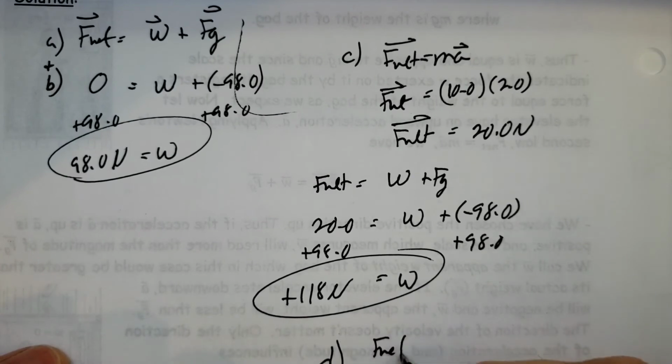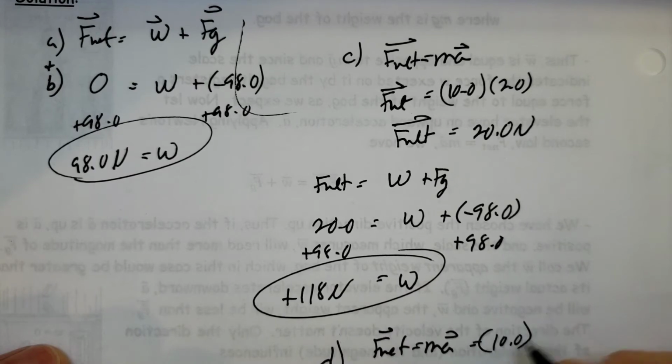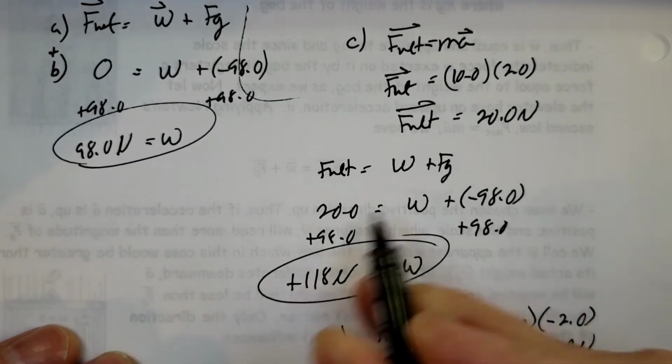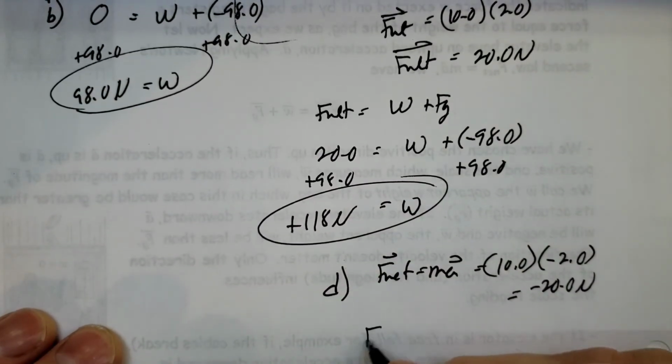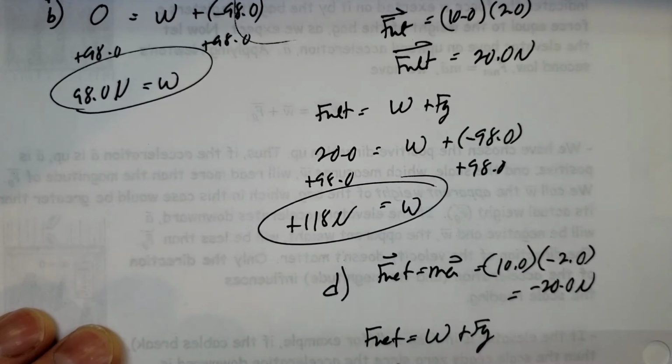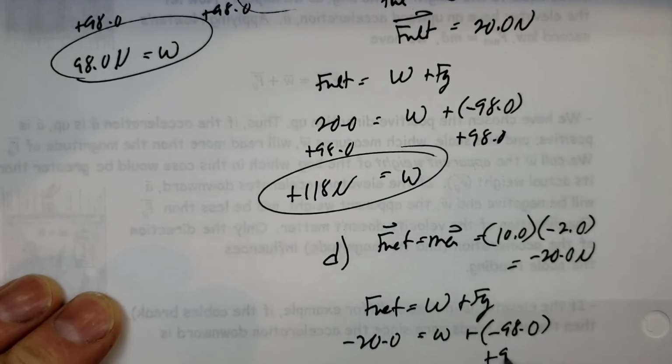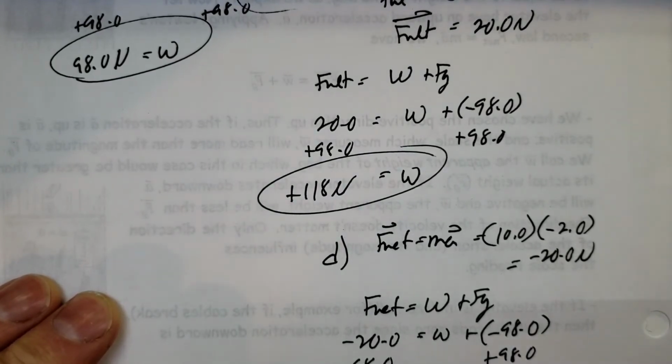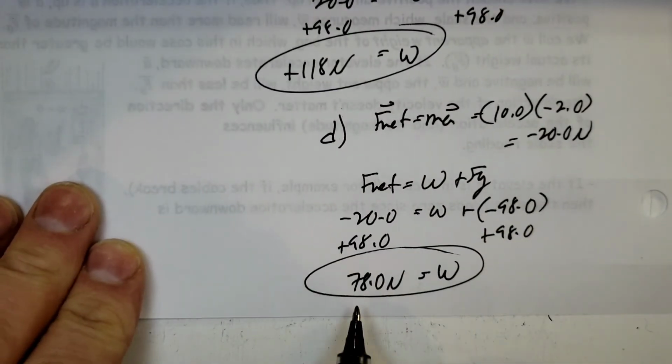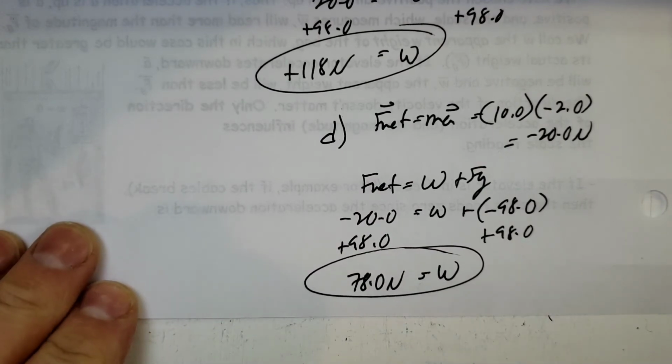So of course here F net equals MA. This time we're going downwards though, so it's negative 20 newtons. So very similar working out here. So negative 20 equals W plus negative 98. Add 98 to isolate W. This time W appears to be 78 newtons. So we appear to be lighter when we're moving downward.